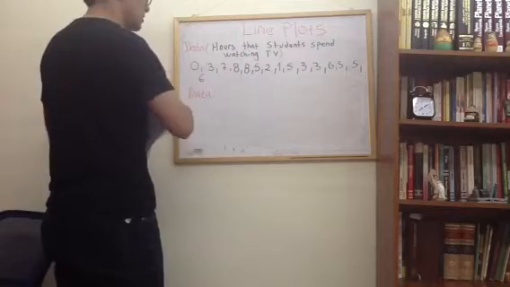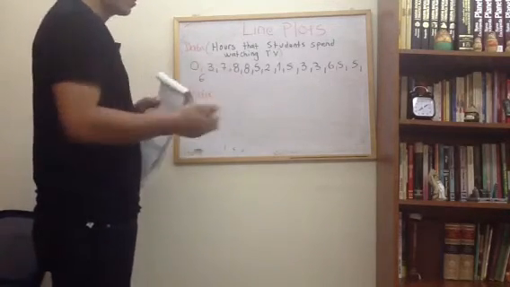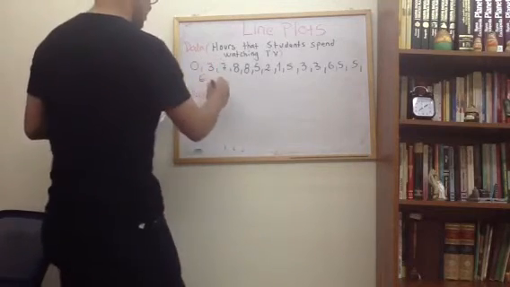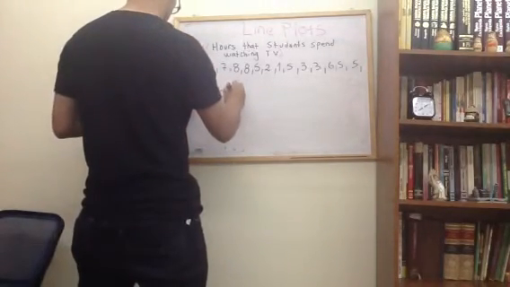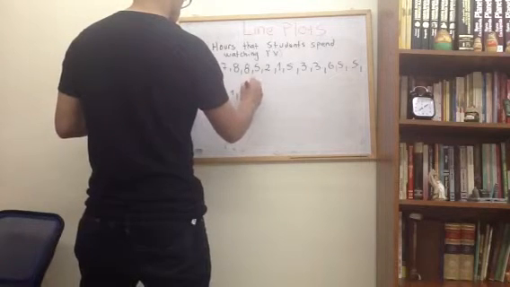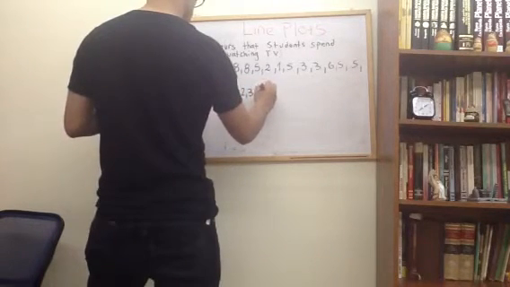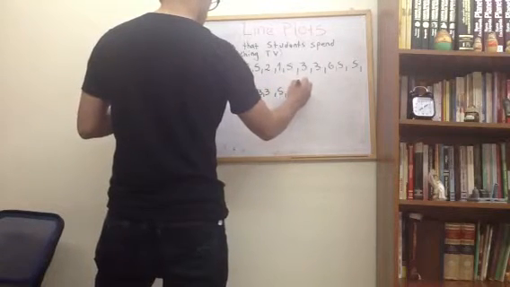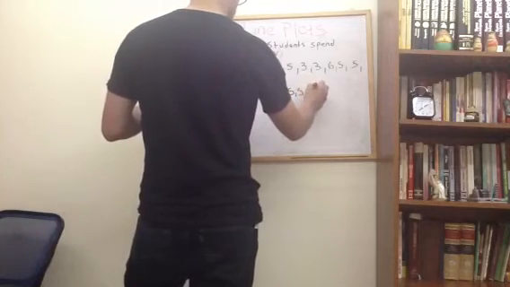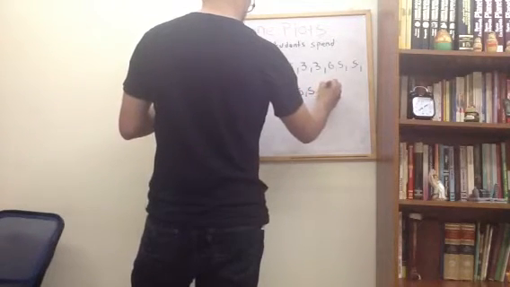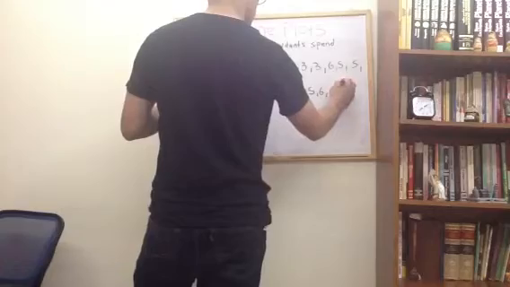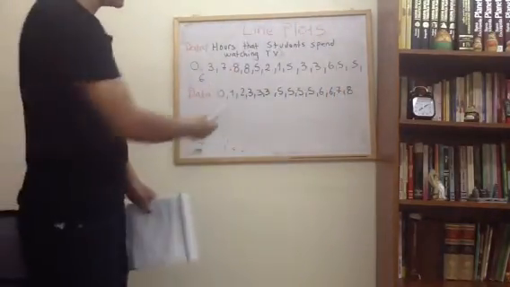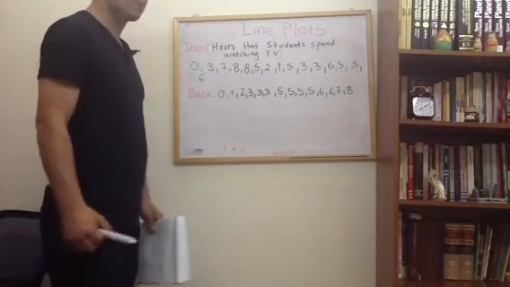We are going to organize it as we did before, so let's see how it works. Okay? 0, 1, 2, 3, 3, 3, 5, 5, 5, 5, 6, 6, 7, and 8. So this is the same data, but in this case, as you can see, we have to organize it.